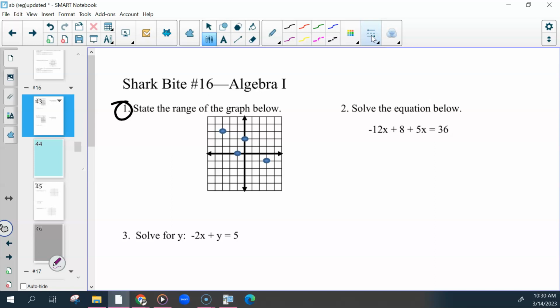So the range of this, you're looking at your y values. Because these are random points, you're going to list them out least to greatest. So figure out what those y values are, and then without repeats, list them. So -1, 0, 2, and 3. And that would be your range least to greatest. Questions about that?